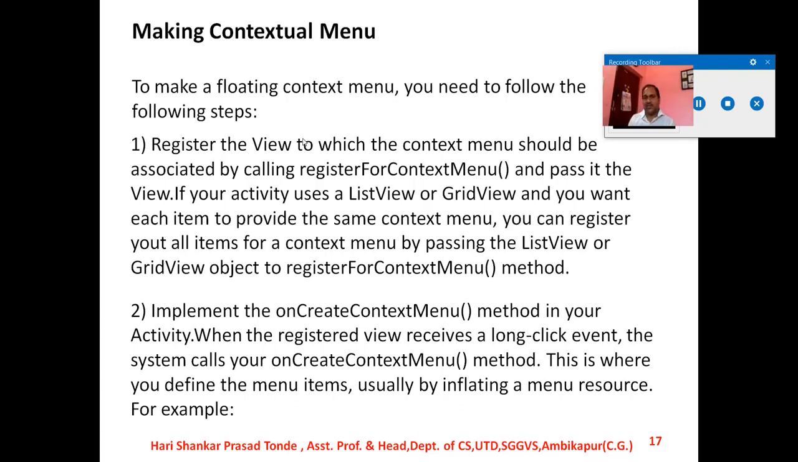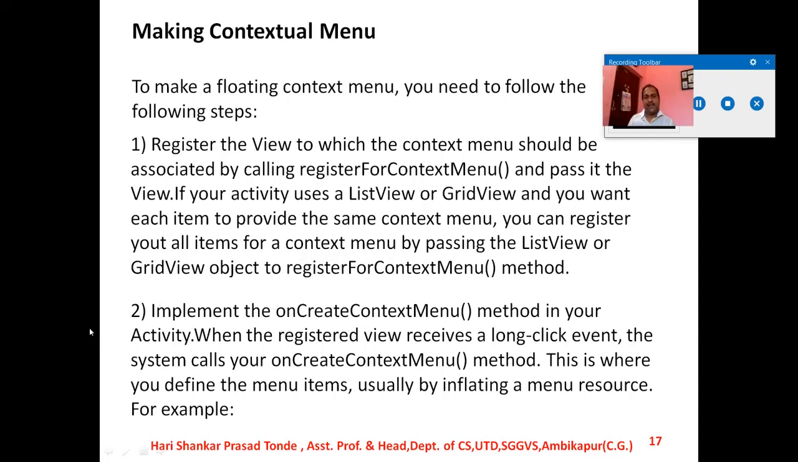As you all know, dear students, floating menus are the contextual menus. So the first step you have to do is register the view to which the context menu should be associated by calling registerForContextMenu. You have to call registerForContextMenu and pass it the view. If your activity uses a list view or grid view and you want each item to provide the same context menu, you can register all items for a context menu.